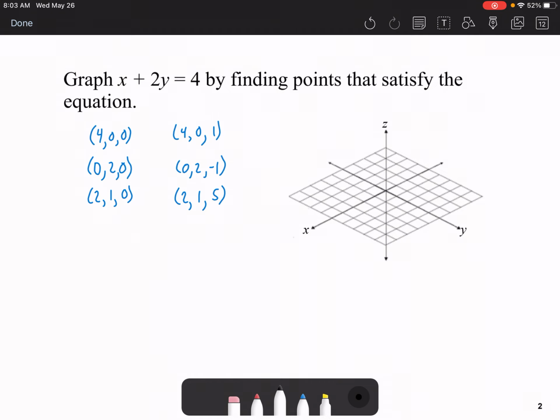So let's start by graphing what this looks like. Again, make sure you label your axes. You need to know where those values are. (4, 0, 0) is here. (0, 2, 0) is right here. (2, 1, 0) is right here. So you'll notice that these all follow the same line. And again, you can project this into 3 dimensions and get your shape for your plane.